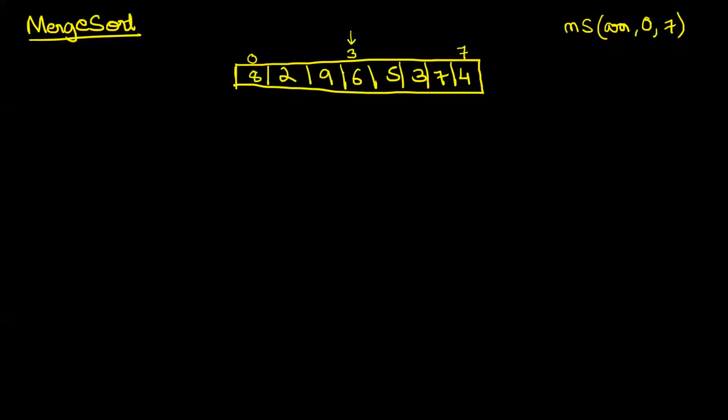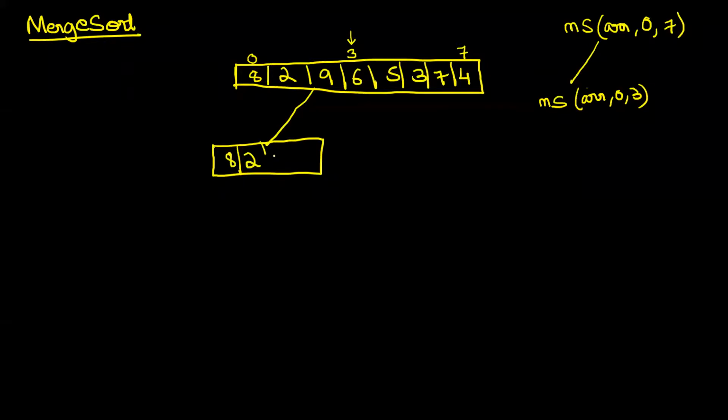So I tell you, can you please merge sort the array from index 0 till index 3, so from index L till index mid? Can you please sort this part of the array? I break the problem into a smaller sub-problem. Can you please sort the array from index number 0 till index number 3? Then we will see how to sort the bigger array. But can you please sort this smaller part of the array from index 0 till index 3?